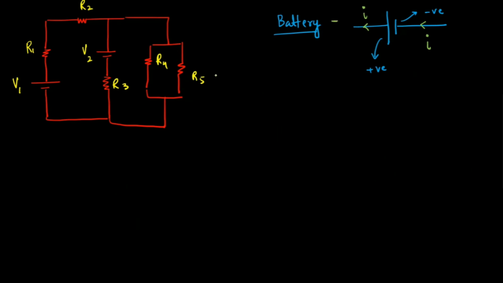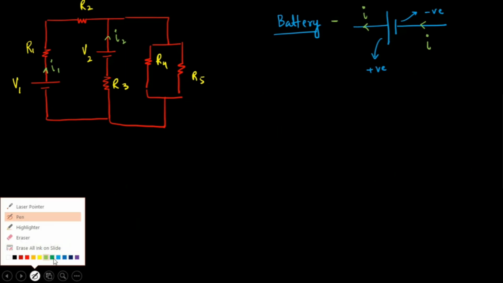This is also something we need to understand. If this is a battery and this is again a battery, current must be coming out of this battery from the positive side. So I can assume that there must be some current I1 coming out from here and some current I2 coming out from here. Now you have to understand how the junction rule can be applied onto the different junctions in this given circuit.